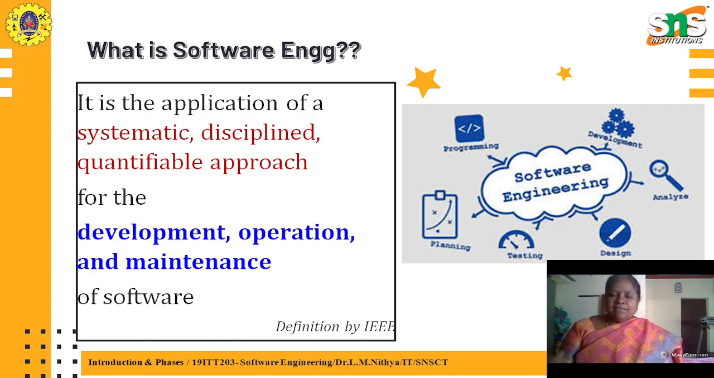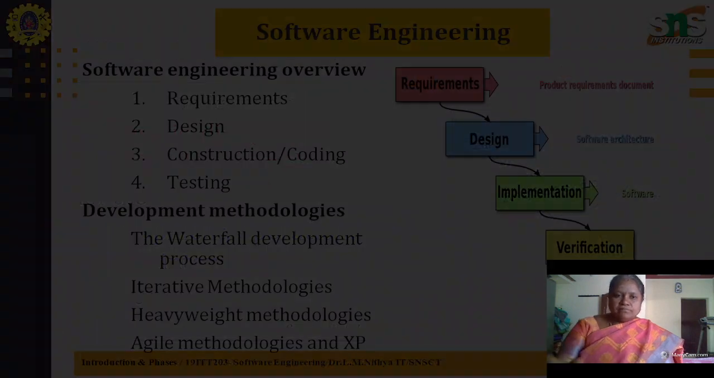So systematic, disciplined, quantifiable approach for what? For the development, operation and maintenance. It is not just developing software. You should include how the operation would be and how you have to maintain the software. All these things together are called software engineering. This is the definition given by IEEE, an international organization for software engineering.